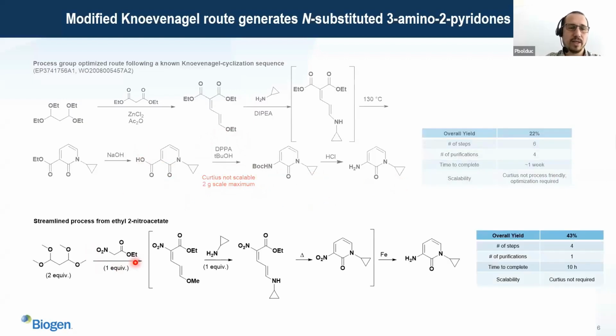By going to this nitro ester building block instead of this ester up here, we hypothesized that it could potentially engage in a Knoevenagel condensation in the same manner as above to create this intermediate. This intermediate we expected to be higher in energy, so we were not sure if it was going to be able to perform the sequence to provide the desired product.